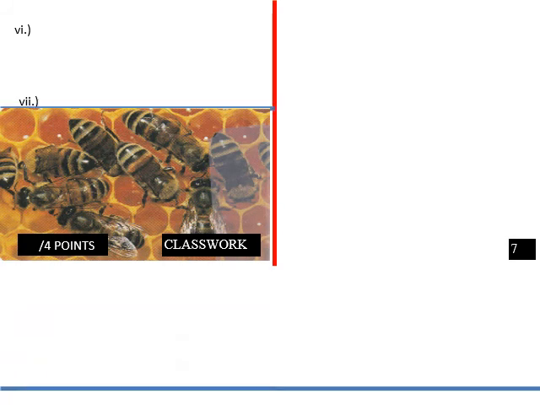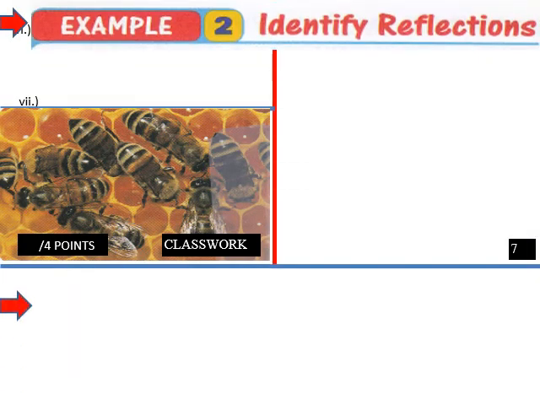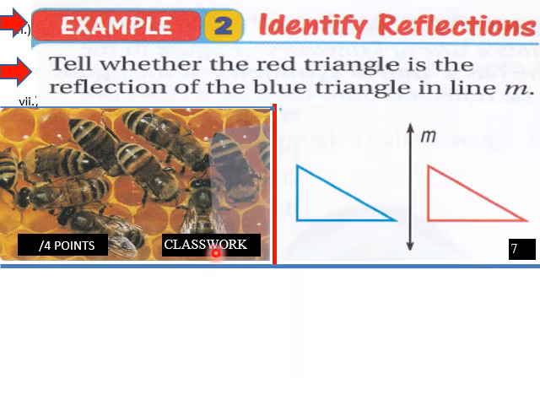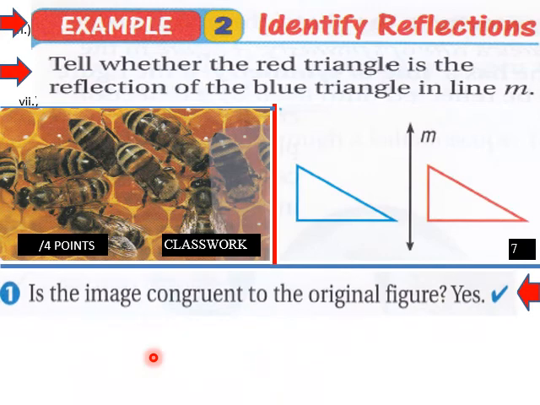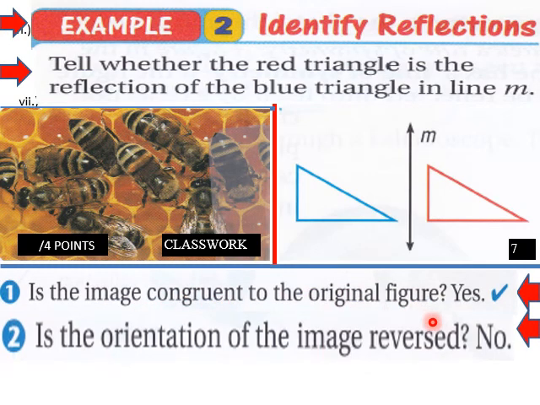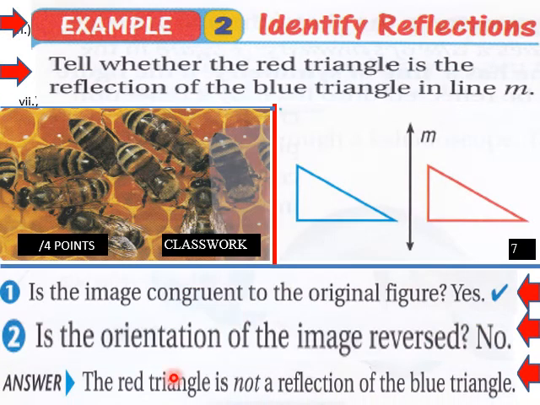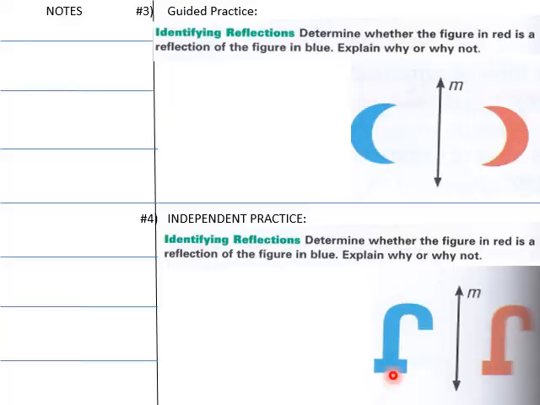Okay, moving on now to example 2. Identify reflections. Tell whether the red triangle is the reflection of the blue triangle on line M. So what about that? Is the image congruent to the original? Yes. Is the orientation of the image reversed? No, it's not. It's just been shifted over. The red triangle is not a reflection of the blue.